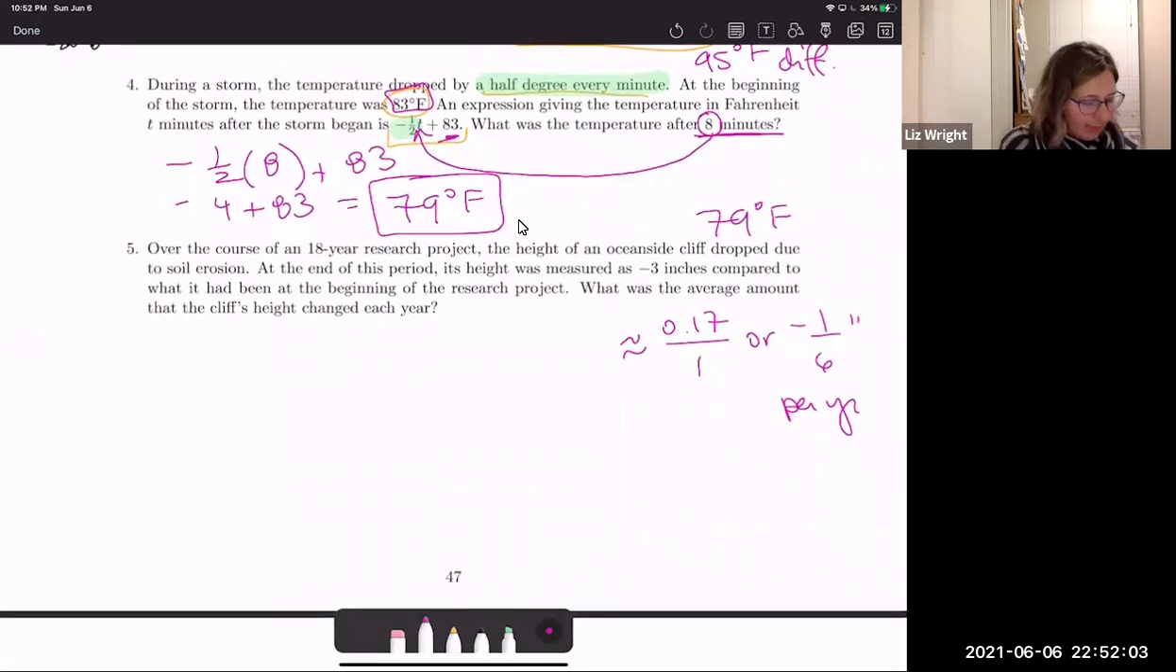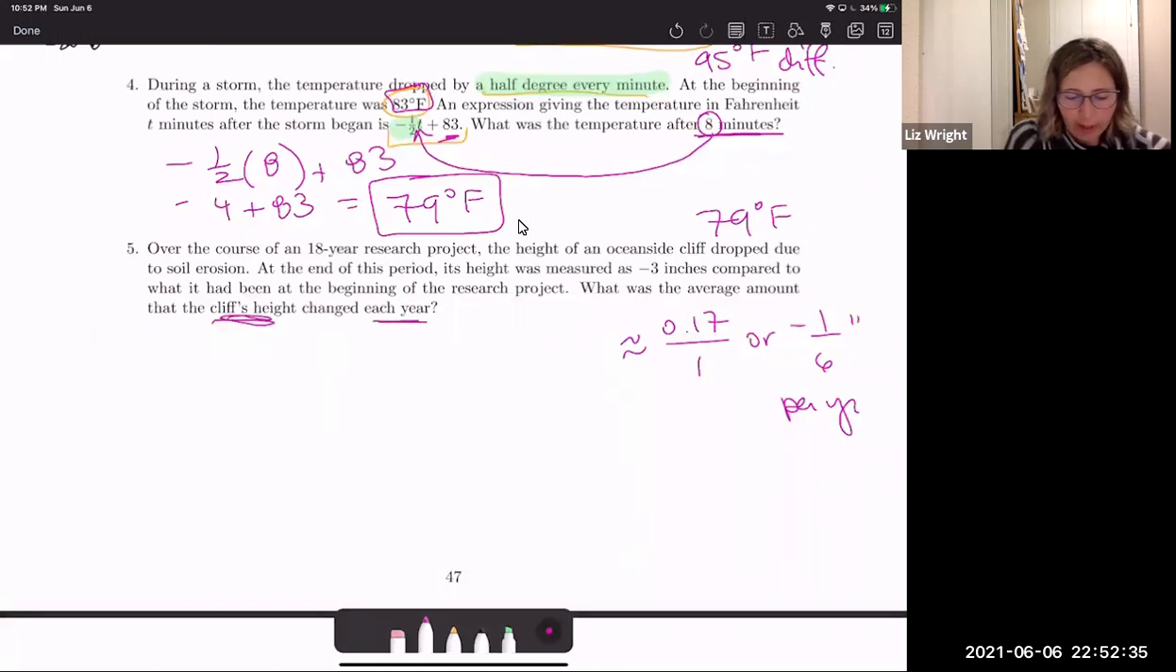All right, last one. It says, over the course of an 18-year research project, the height of an oceanside cliff dropped due to soil erosion. Oh my goodness. At the end of this period, its height was measured as -3 inches compared to what it had been at the beginning of the research project. What was the average amount that the cliff's height changed each year?